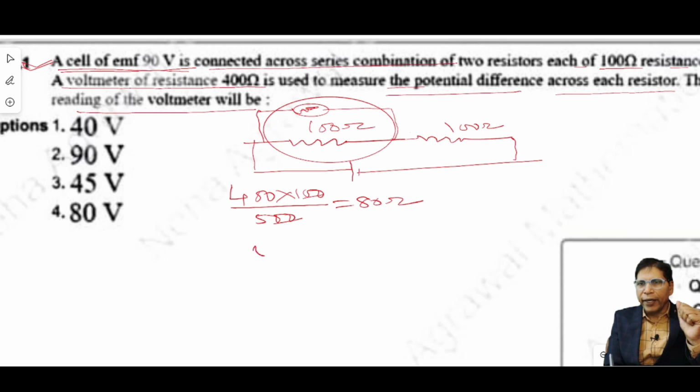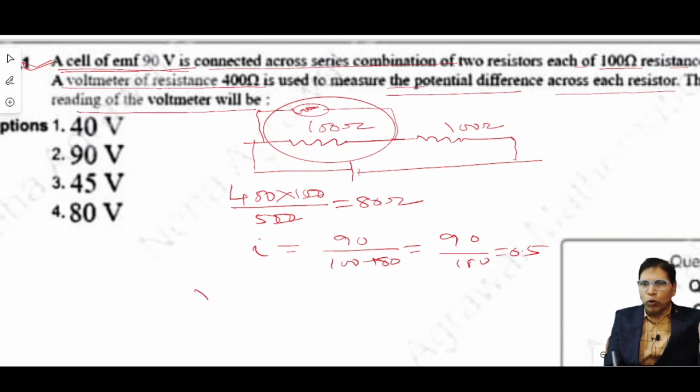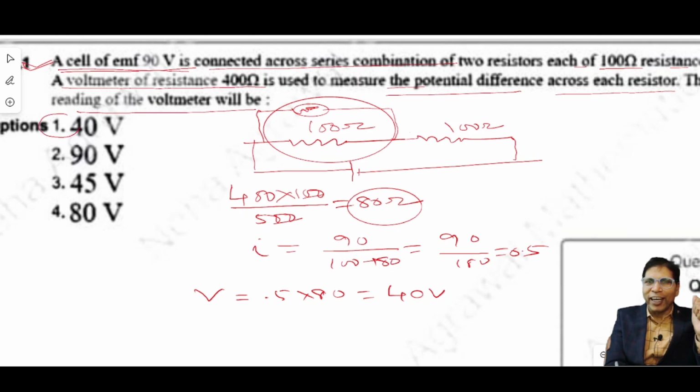Now, what is the current? Current is 90 volt divided by 100 plus 80. So, this is 90 divided by 180, which is 0.5. Therefore, voltmeter reading is I, 0.5, into resistance of voltmeter circuit, which is 80. Therefore, this is the 40 volt answer. Now, option A is correct.